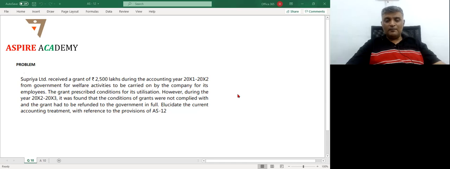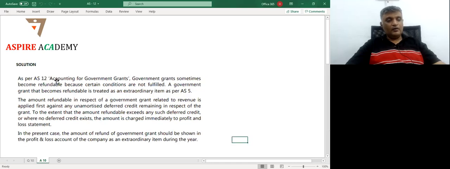So when you refund, you need to reverse anything which is there in the deferred credit account, and to the extent of the amount already credited to the P&L account, we need to debit that, and finally bank account will be credited. Same logic.